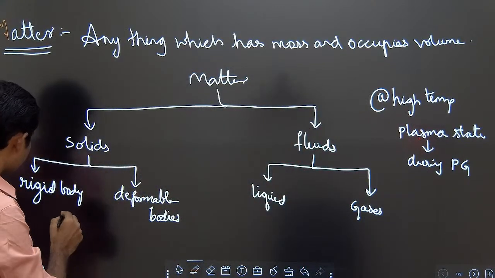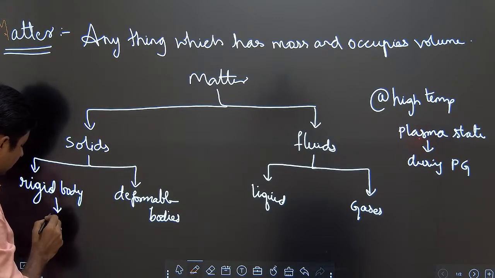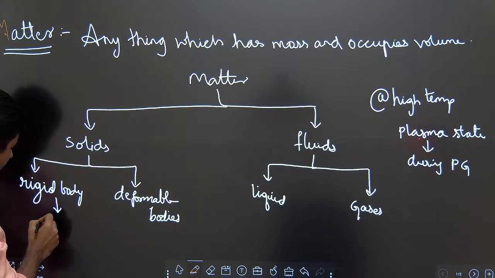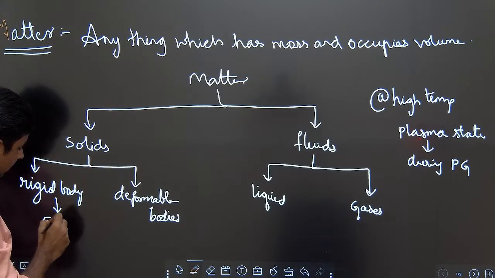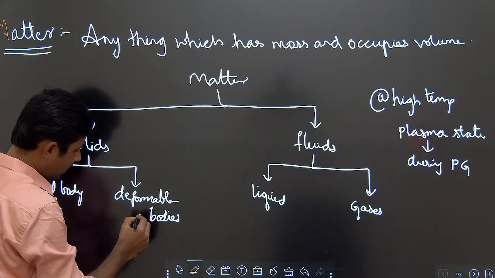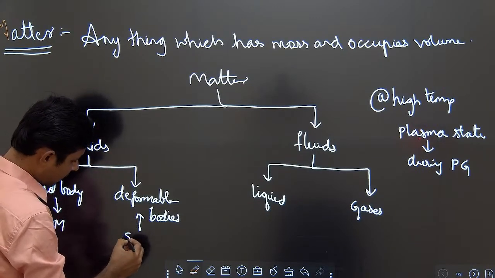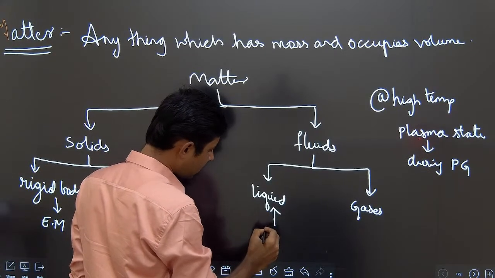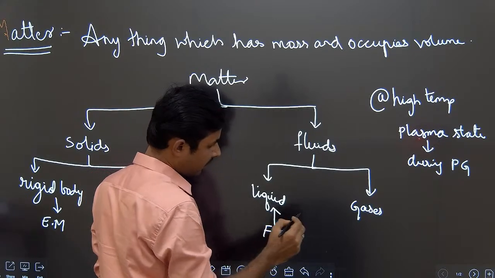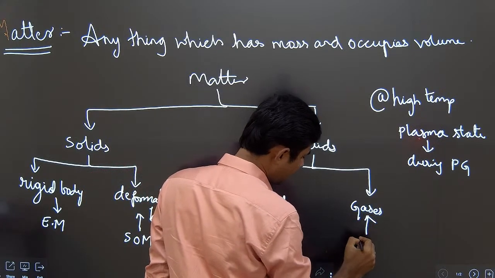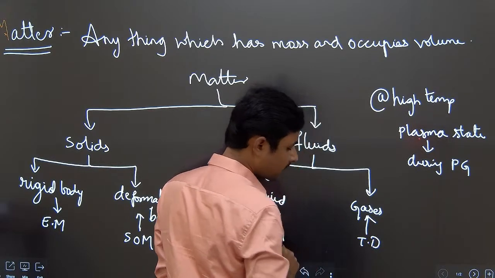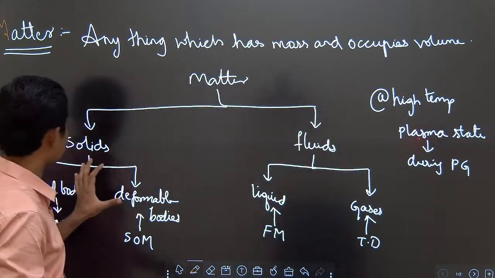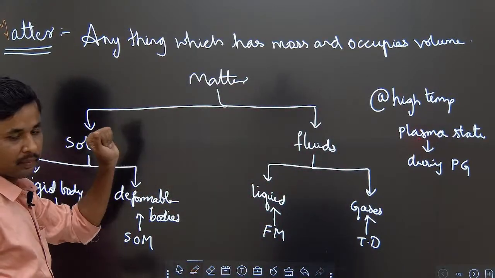Rigid bodies will be studied in the engineering mechanics subject. About deformable bodies, we study in strength of materials. About liquids, we study in the subject known as fluid mechanics, and about gases, we will study in the thermodynamics subject. This is the basic classification of matter.